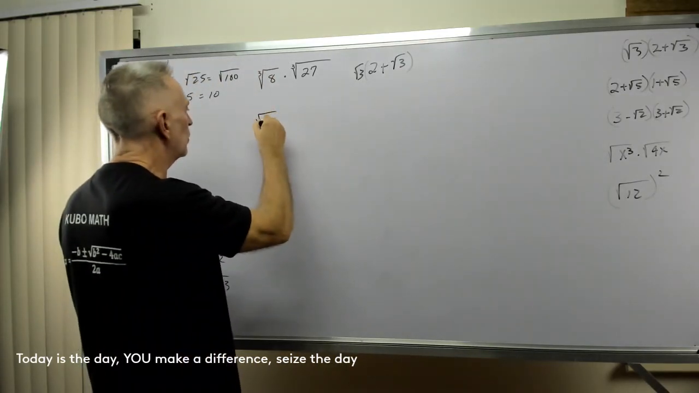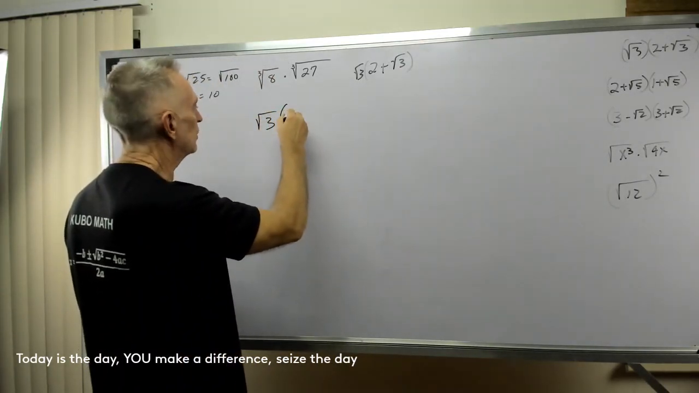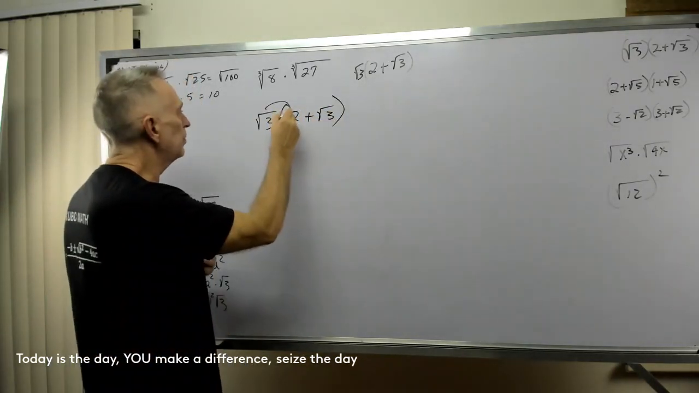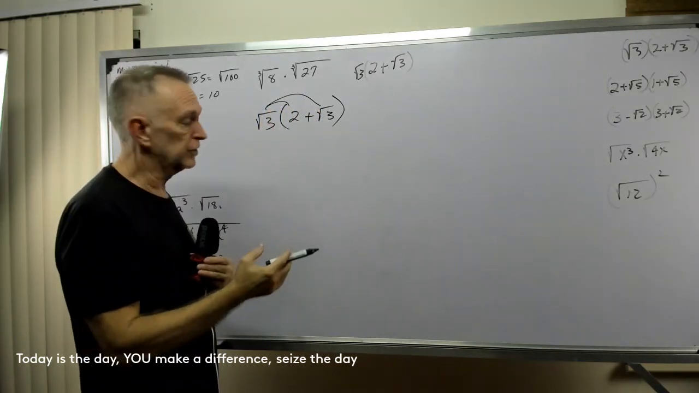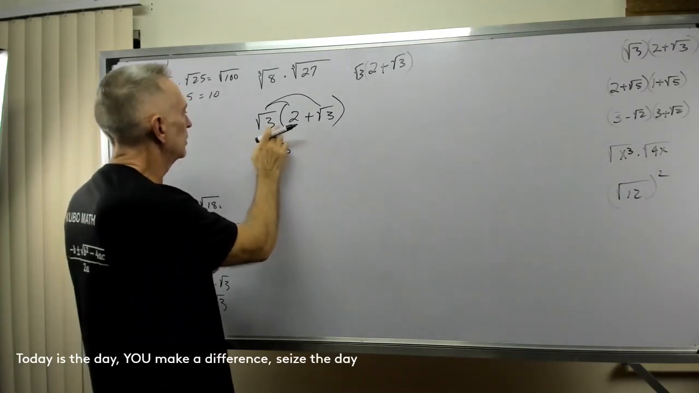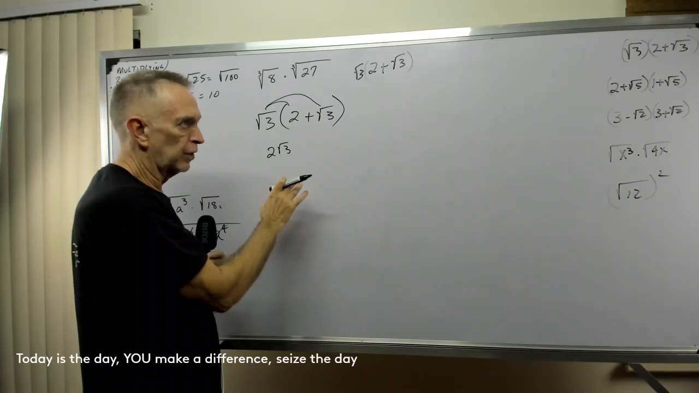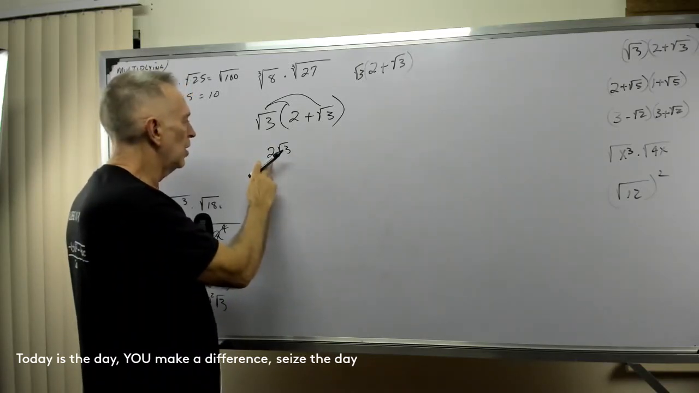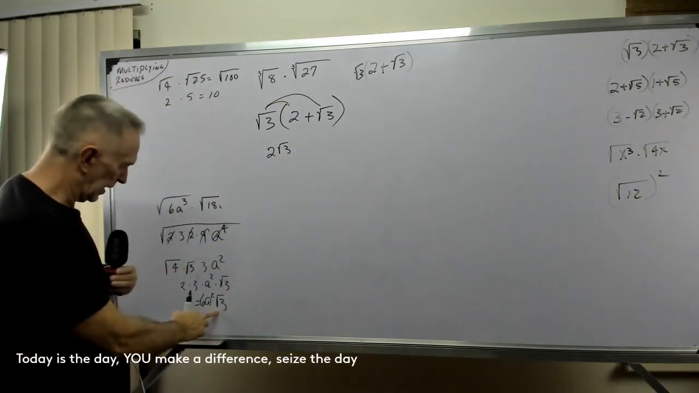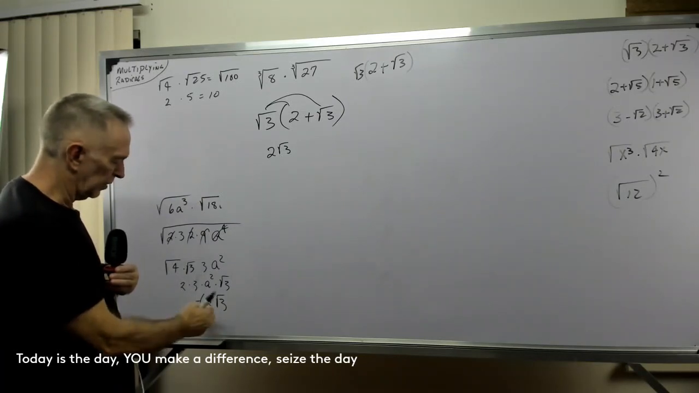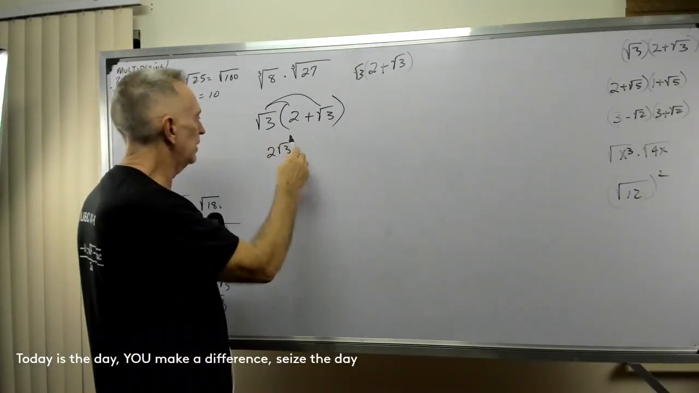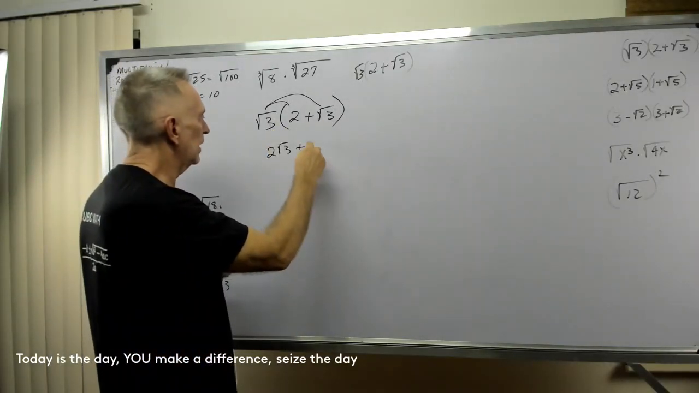All right, we've got the square root of 3 times the parentheses of 2 plus square root 3. Now we're going to distribute that square root of 3 to the inside just like you would any number. So now 2 square root 3, and the preferred convention is to write the number first and the radical next. Plus square root 3 times square root 3.